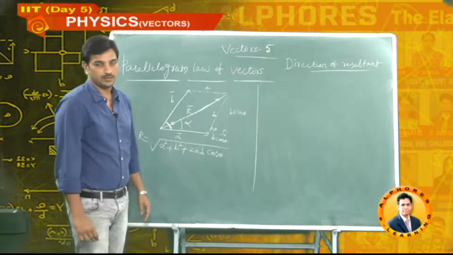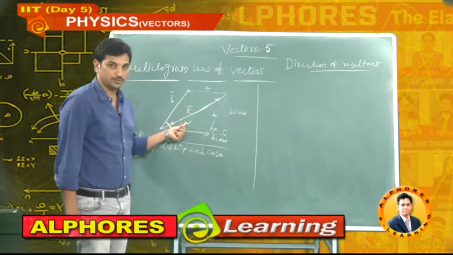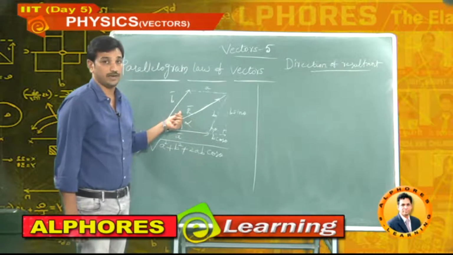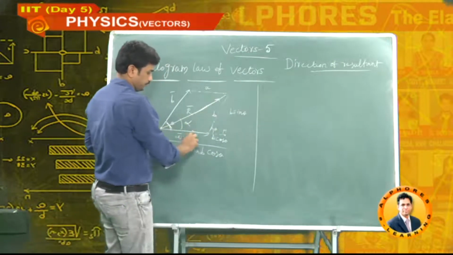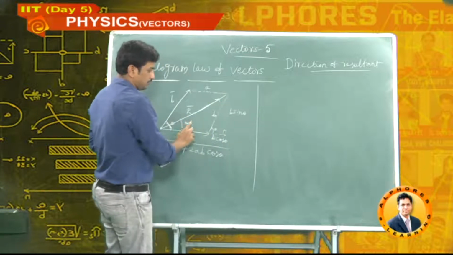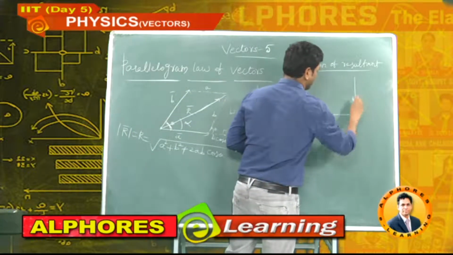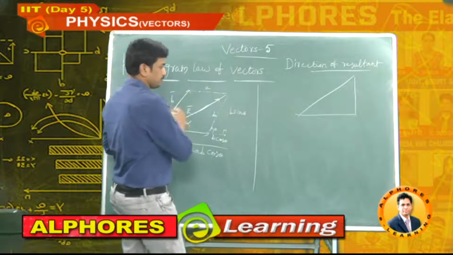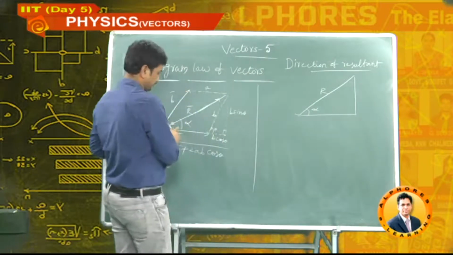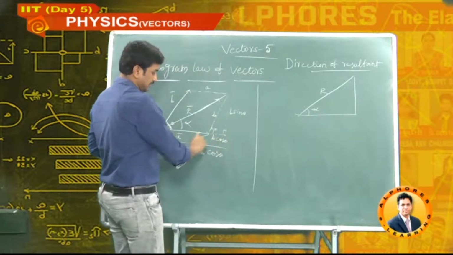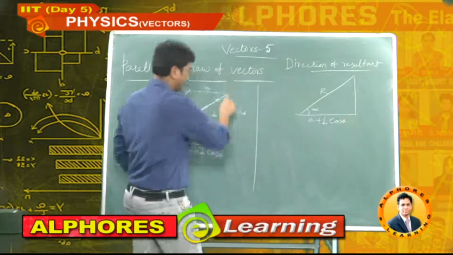How to calculate the location of the resultant? By using this alpha angle, I can locate where the resultant vector is. Now see here, right angle triangle, tan alpha is equal to opposite side by adjacent side. Once again, this is R, this is alpha, this length is A plus B cos theta, opposite is B sin theta.